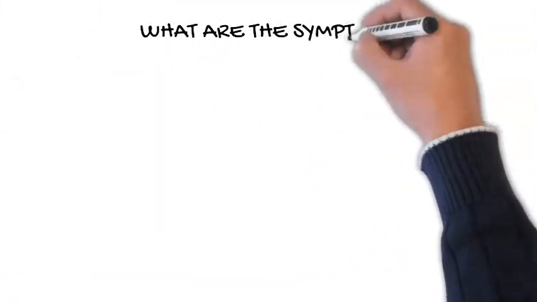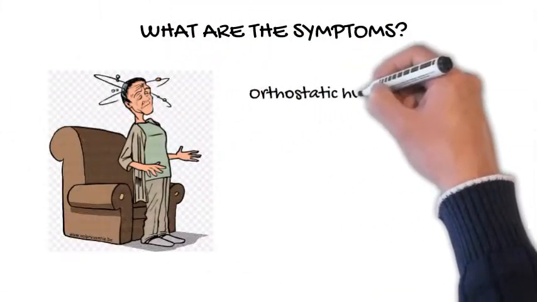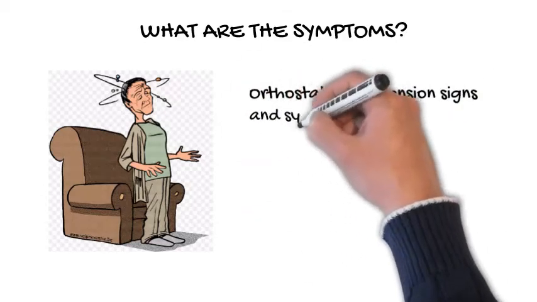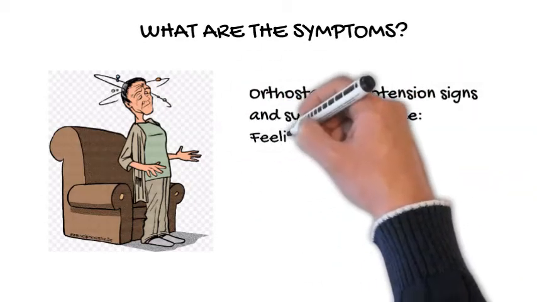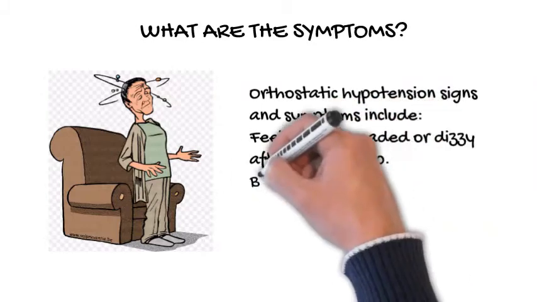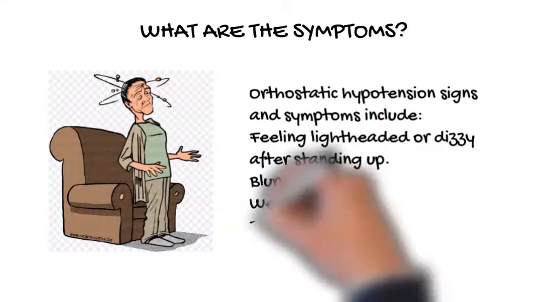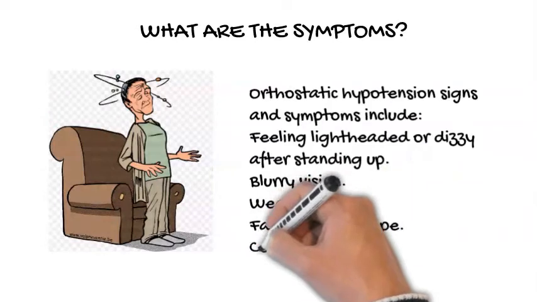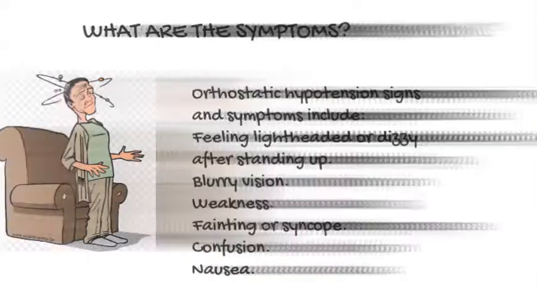What are the symptoms? Orthostatic hypertension signs and symptoms include feeling lightheaded or dizzy after standing up, blurry vision, weakness, fainting or syncope, confusion, nausea.